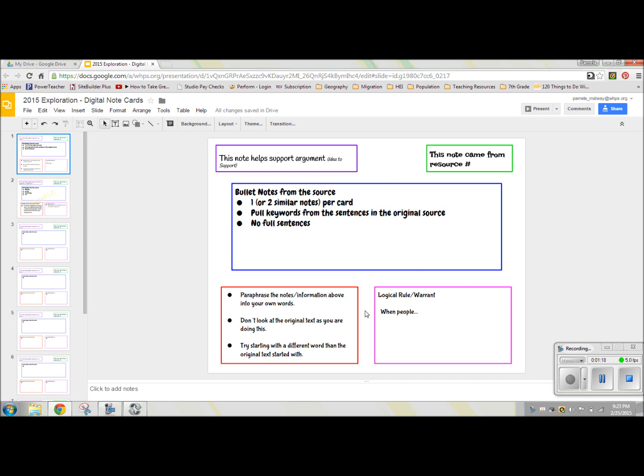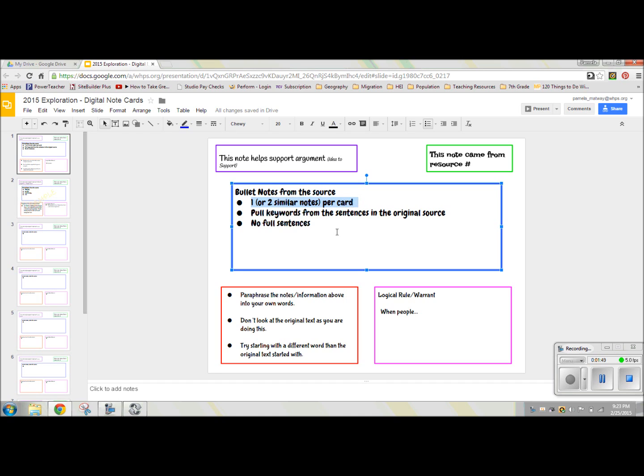So let's talk about these boxes. Let's start with this big blue one in the middle. This box is probably the most important because it's the one where you fill in the information from the article. Usually when you were in 6th grade, we had you write one fact per card. Now, because you're moving up in grades, we feel that you can write multiple notes per card, but the notes have to be related.